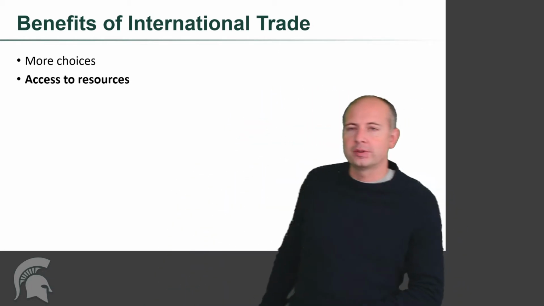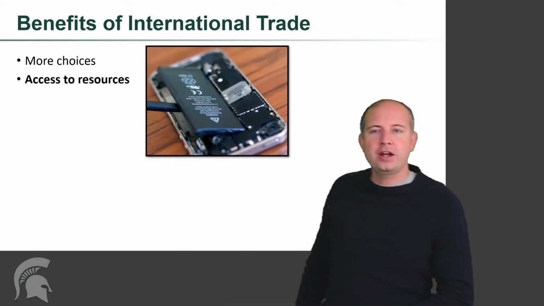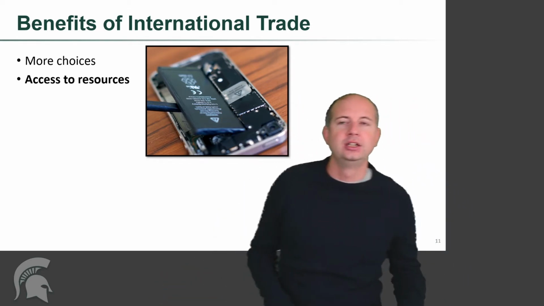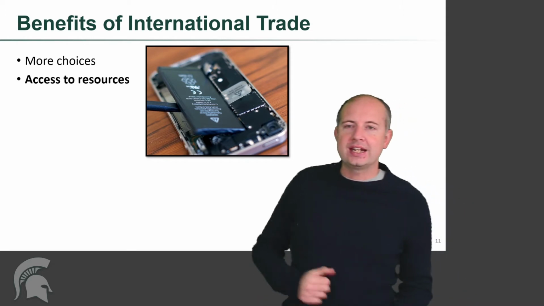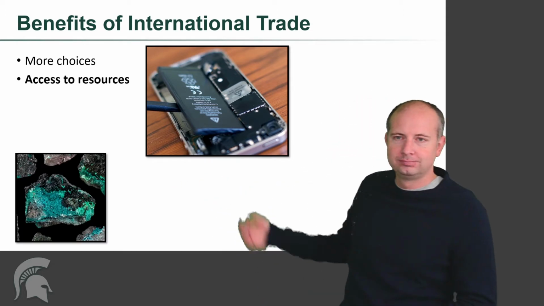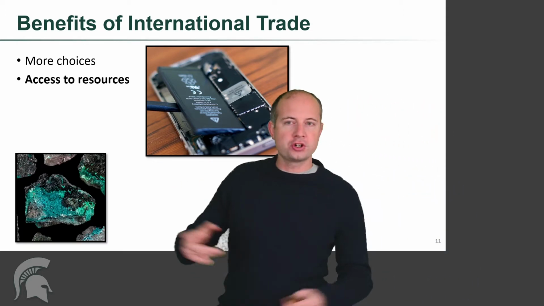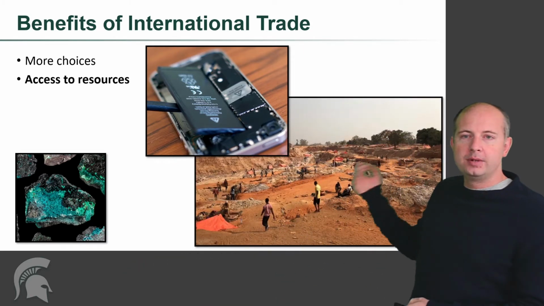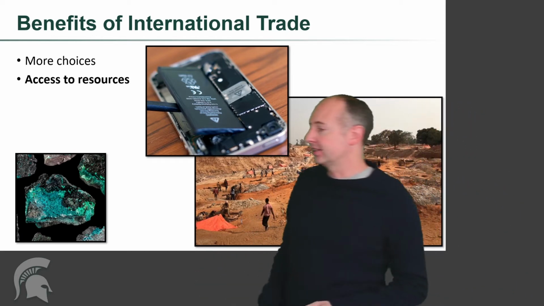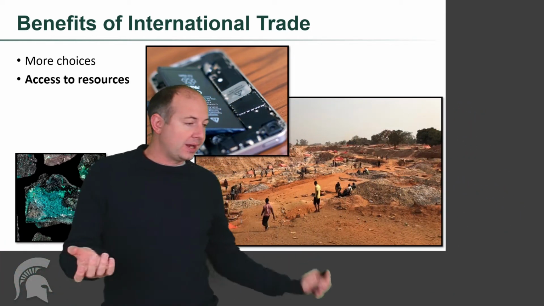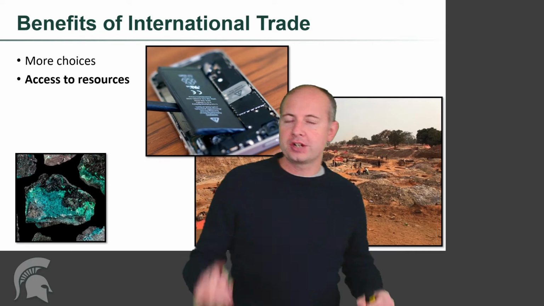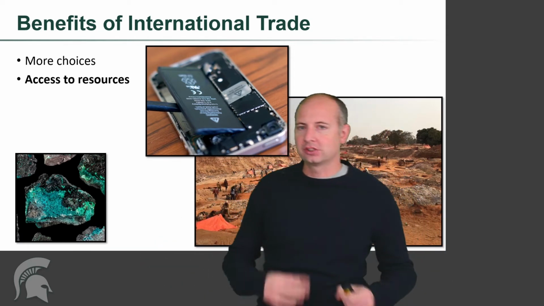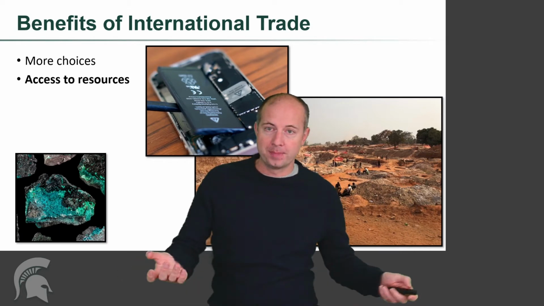Another is access to resources. So this is an iPhone. This is the iPhone battery. If you've ever tried to change it, it's a huge pain in the neck. And one of the components in an iPhone battery is cobalt. Cobalt is hard to find. Almost all of the cobalt in the world is mined in the Congo. And so without being able to trade internationally, we would have a hard time finding batteries, and our iPhone batteries would be worse. They wouldn't last as long because cobalt is something that makes a better battery.